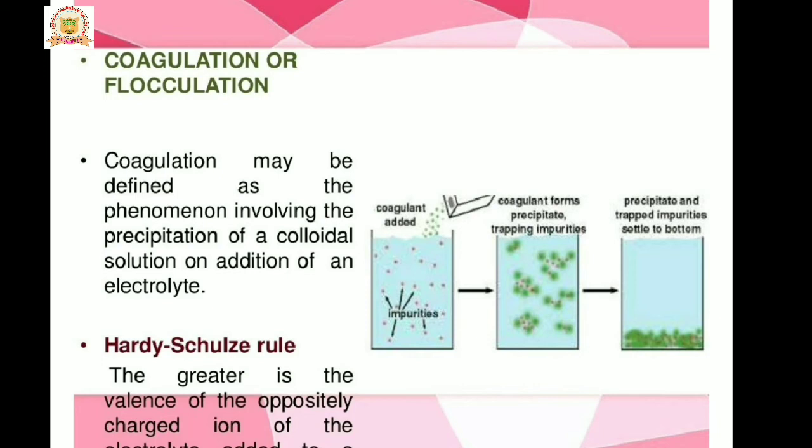What does coagulation mean? Coagulation may be defined as the phenomenon involving the precipitation of a colloidal solution on addition of an electrolyte. This is called coagulation or flocculation. It is explained by Hardy-Schulze's rule. According to Hardy-Schulze's rule, the greater the valency of the oppositely charged ion of the electrolyte added to a colloidal solution, the higher the formation of the precipitate.